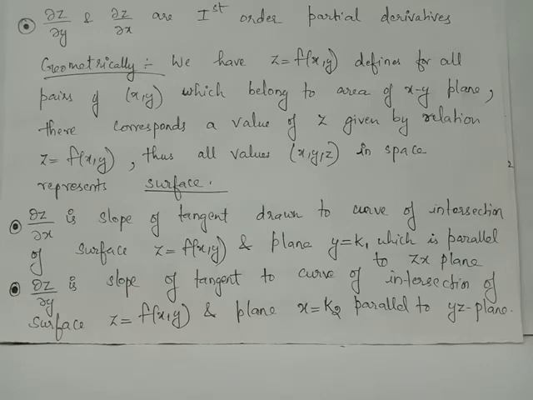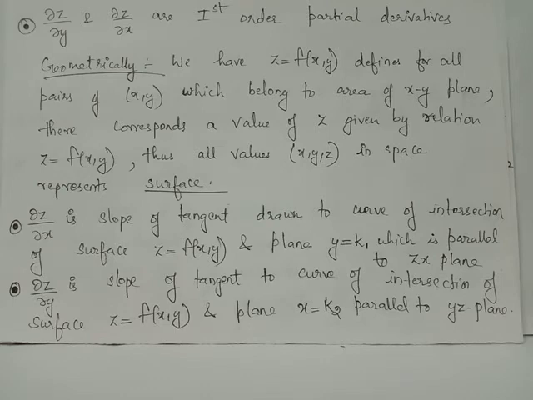Geometrically, we have z equals f(x, y) defined for all pairs of points (x, y) which belong to the area of the xy plane. There will surely exist a value as per the relation z equals f(x, y). Thus, for every pair (x, y), we will obtain a z value as well. Thus, we have values x, y, z lying in this space, and thus z equals f(x, y) represents a surface.